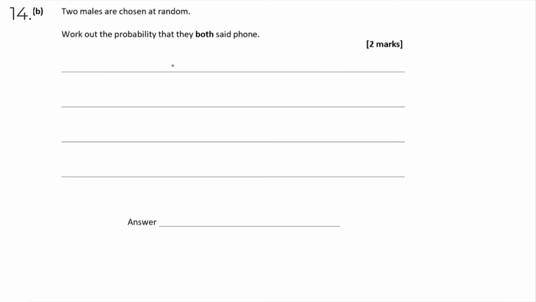Part B says two males are chosen at random. Work out the probability that they both said phone. Now this is going to start out the same way, isn't it? With males either choosing laptop or not choosing laptop, in other words, choosing phone. Okay, and the probabilities are going to start out the same. We've got 2 out of 11 who chose laptop, and 9 out of 11 who didn't.